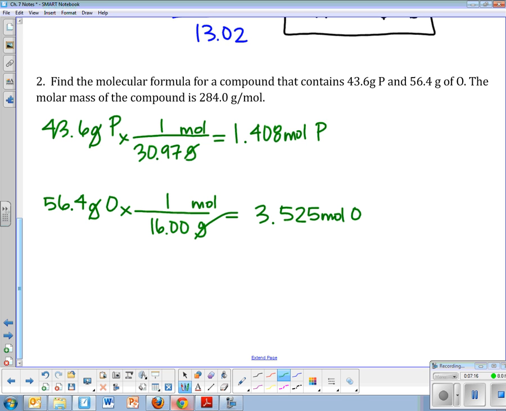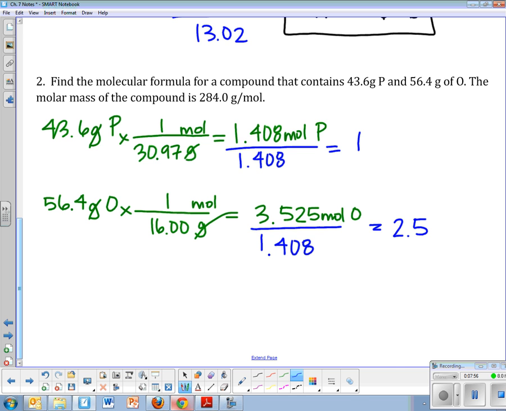The next step is to compare them by dividing each one by the smaller amount. So we're getting a ratio here. The smaller one is 1.408, so I'm going to divide both of these by that number. This one, divided by itself, is going to be 1. When I divide this one by 1.408, I get really, really close to 2.5. Now in the last one, it was really, really close to 6. Now it's not as close to a whole number. It's right in the middle.